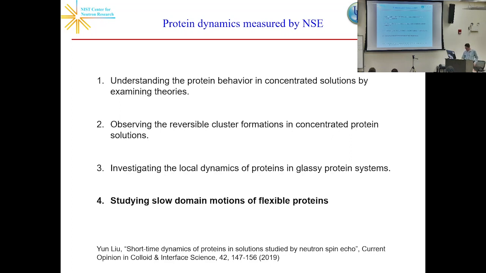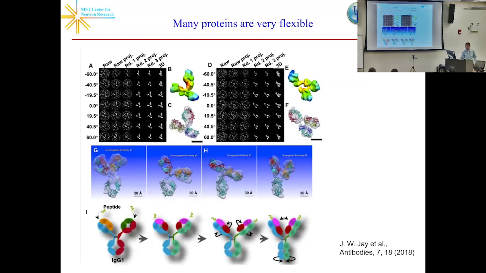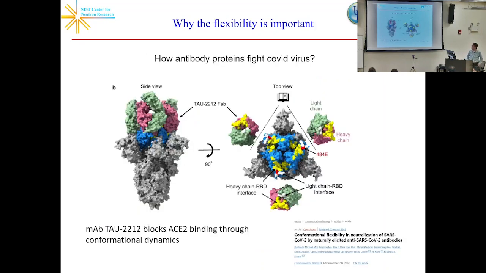So why is it important to study internal motions? It's because many proteins are very flexible. You don't need to know what exactly this protein is, but basically people took cryo-EM images and looked at the same protein under different conditions. You can see their shape is different. So why is this flexibility important for protein function? I'm not a biologist, but I happened to come across this paper, which was just published last year.